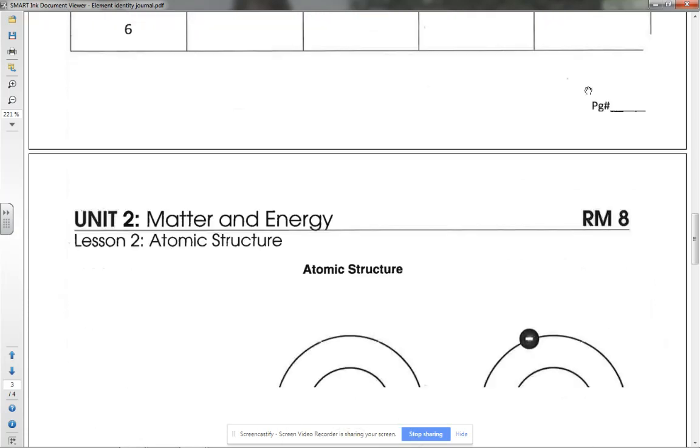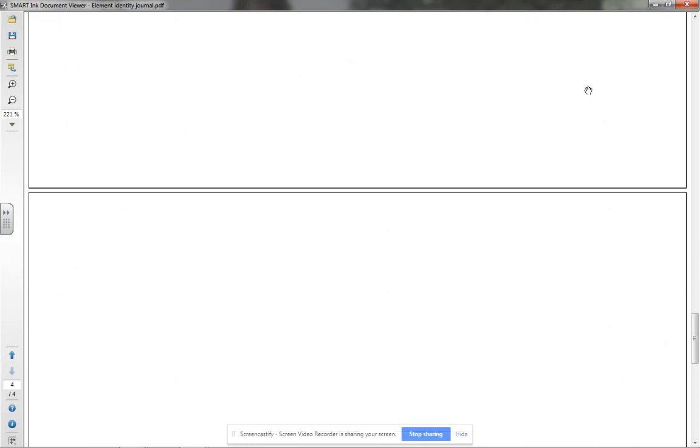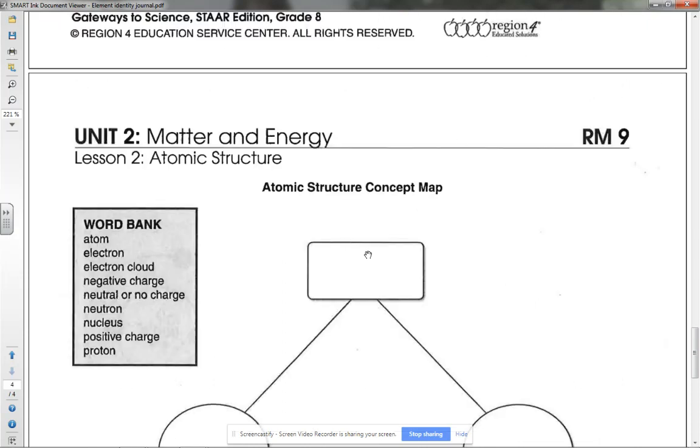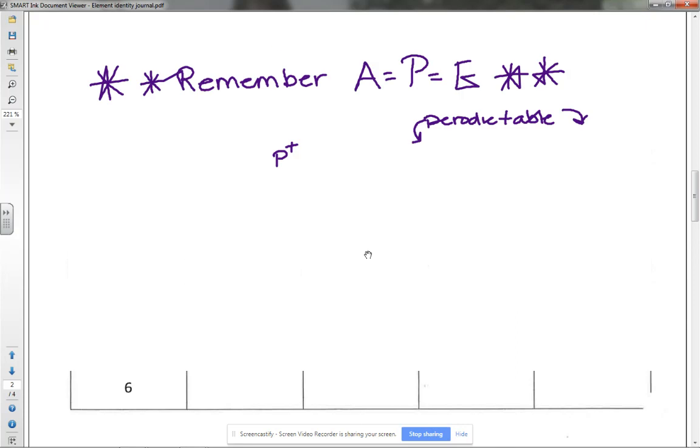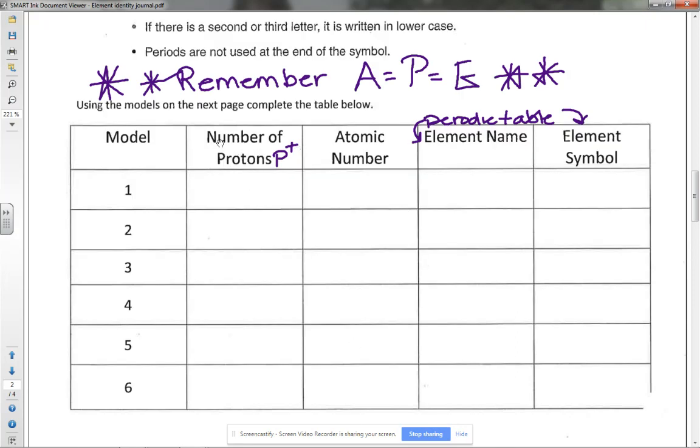Okay, now I want you to go to the concept map, but before that, we should have this filled out. Remember, the number of protons always equals the atomic number. So if you know the number of protons, you know the atomic number. If you know the atomic number, which is on the periodic table, you will always know the number of protons. And all you have to do is use that number to get the name and the symbol.